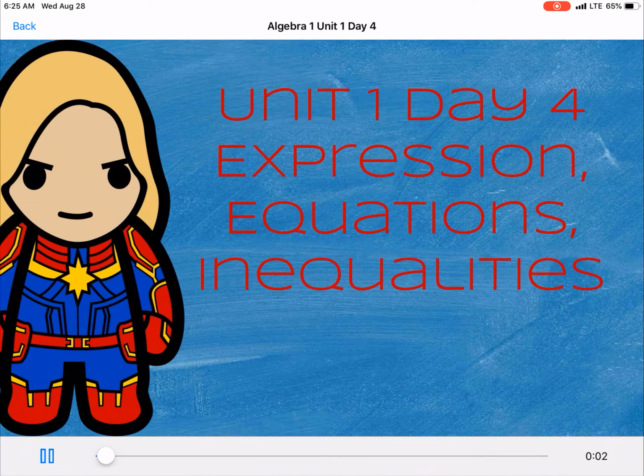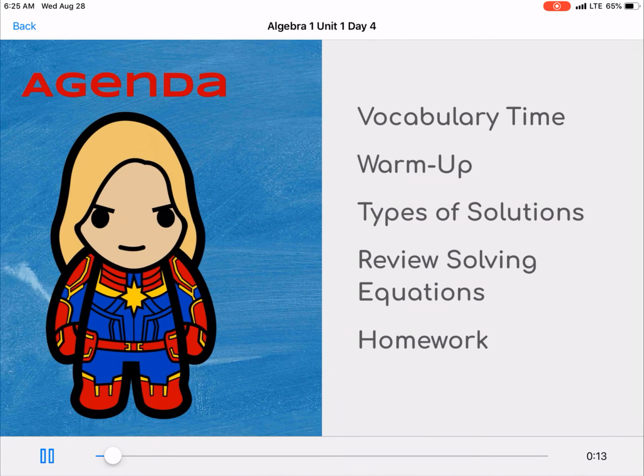Hi everyone, this is Unit 1, Day 2. This is the second day I'm not going to be in school. For this day, the agenda says vocabulary time. Remember, I want you to do a major grade, write in the vocabulary in an index card, and you have to give it to me next time that I'm going to be here.